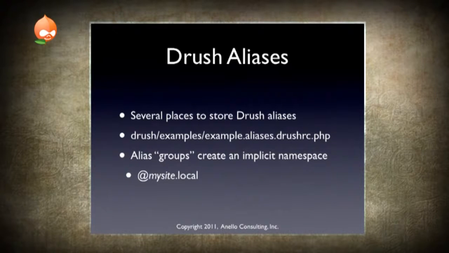So what happens is, and I think I'm going to talk about this in the next one anyway. I'm not sure what I was going to say with this bullet point here, but my site is the group. Oh yeah, that's what it is. So my site is the group. So like I said, it's mysite.aliases.drushrc.php, and local is actually the alias that's inside that group.